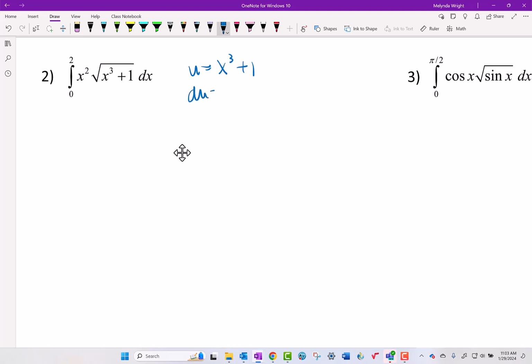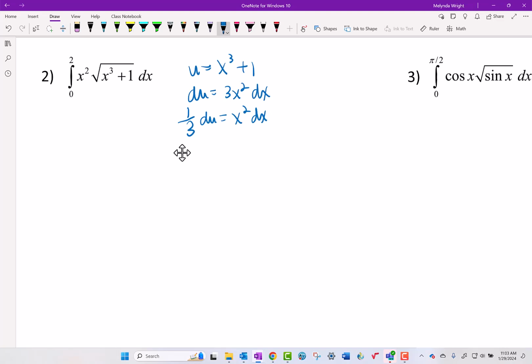So du is 3x squared dx. I don't have a 3 to pull out, so I immediately move it over: 1/3 du equals x squared dx. Now, since it's a definite integral, I'm going to immediately go into my bounds. I'm going to change my bounds right now.